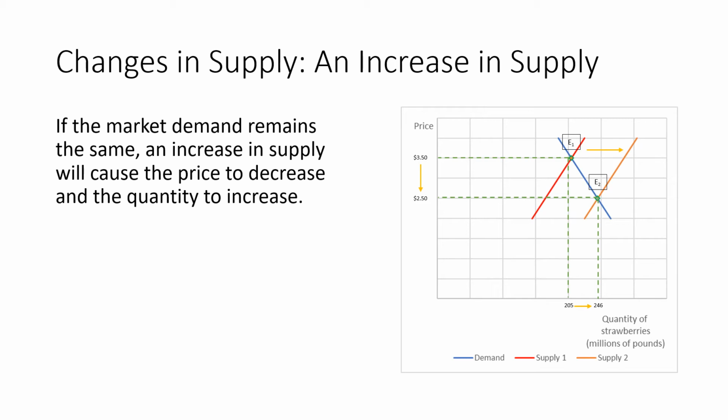the intersection of the new supply curve, supply 2, and the original demand curve, demand 1. At the new equilibrium, the price was $2.50 per pound, a $1 decrease from the initial price per pound. The equilibrium quantity rose from 205 million pounds to 246 million pounds. Buyers were delighted with the lower price at the new equilibrium. They were left with more money in their wallets to buy additional goods, including more strawberries.